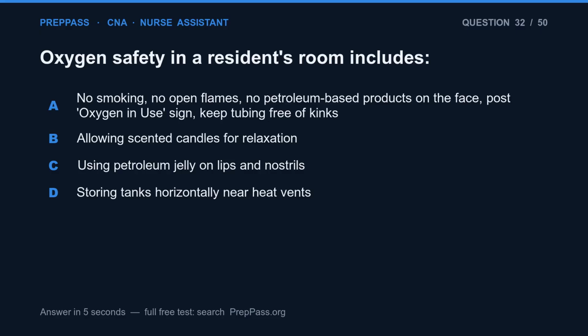Question 32. Oxygen safety in a resident's room includes: A. No smoking, no open flames, no petroleum-based products on the face, post oxygen in use sign, keep tubing free of kinks. B. Allowing scented candles for relaxation. C. Using petroleum jelly on lips and nostrils. D. Storing tanks horizontally near heat vents.